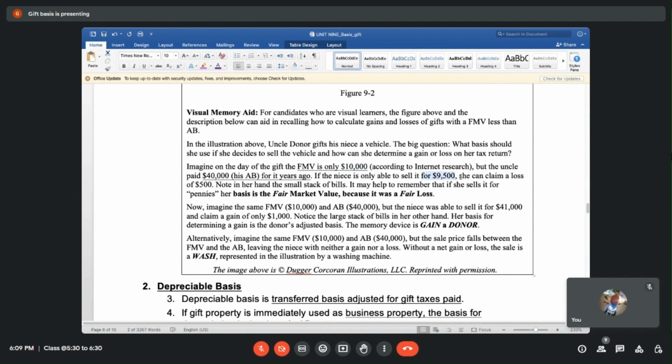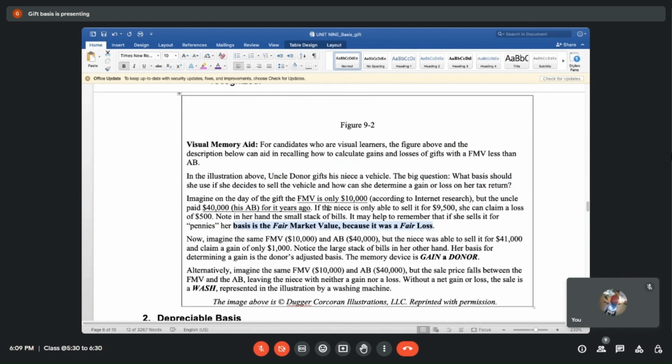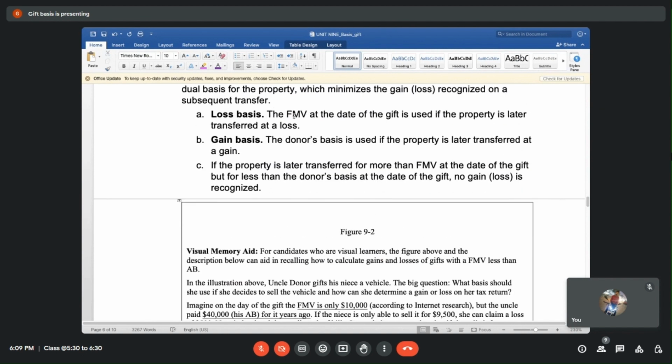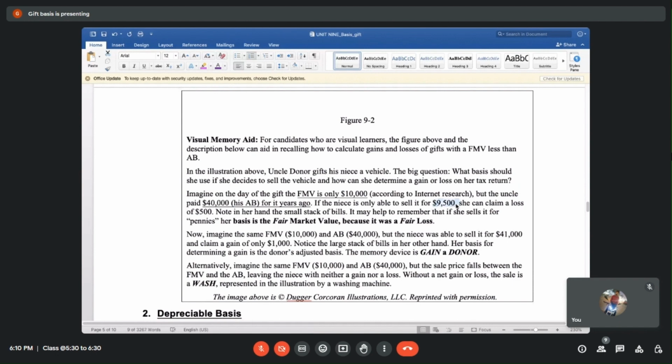So she can claim a loss of $500. The basis is fair market value because it was a loss. We just need to understand that this is a loss situation. The fair market value is used if the property is later transferred at a loss. So if she's transferring at a loss, then we are going to compare it with $10,000. We are not going to compare it with $40,000. We will compare 10,000 and 9,500 and see what is the difference that can be taken by her as a loss on her tax return.